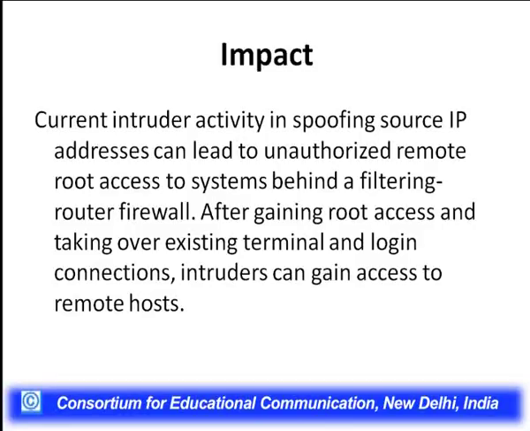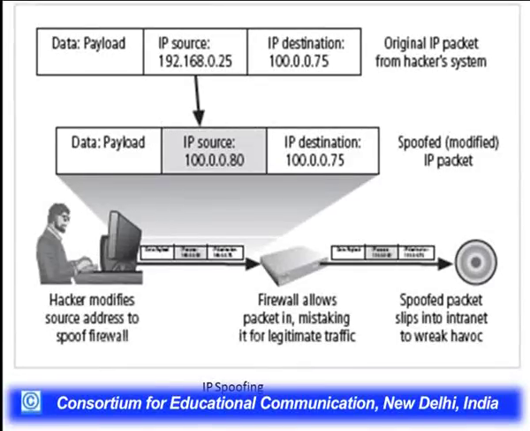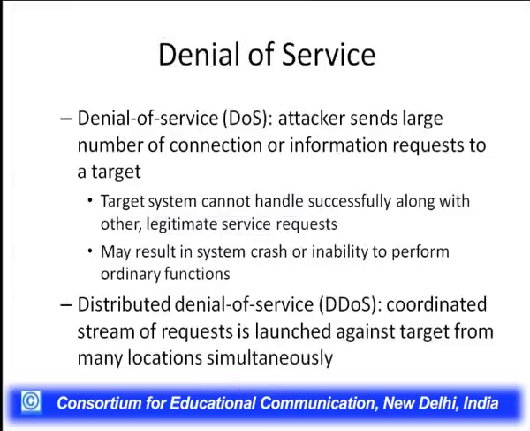Now the impact of network spoofing can be enormous in case of computers, because in that case the spoofing computer gets unauthorized remote root access to the system behind a filtering router firewall. After gaining the root access, it can take over existing terminal and login connections, and intruders can get easy access into the remote hosts. So in this case, we can see this diagram shows how an IP spoofing activity takes place and how a hacker modifies the address of the source to spoof the firewall and then gets access to wreak havoc in the network.